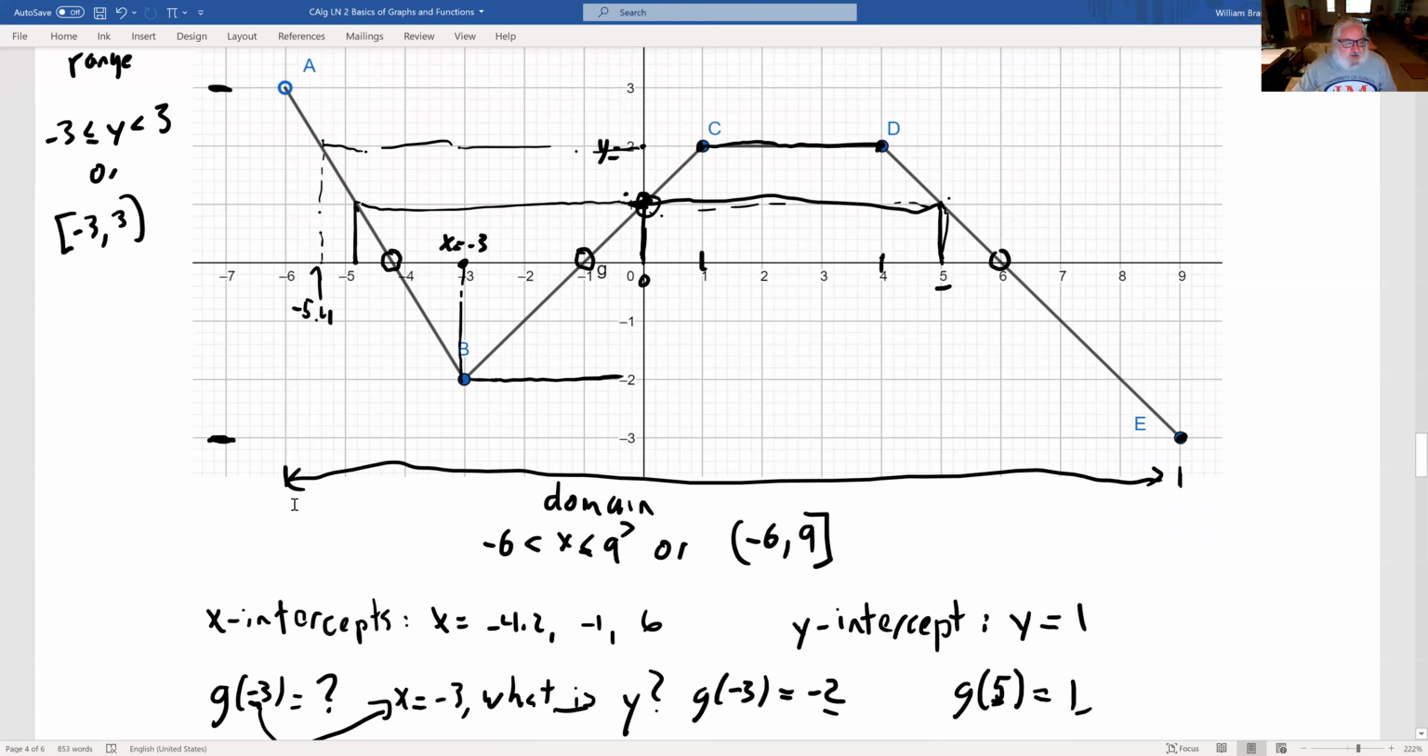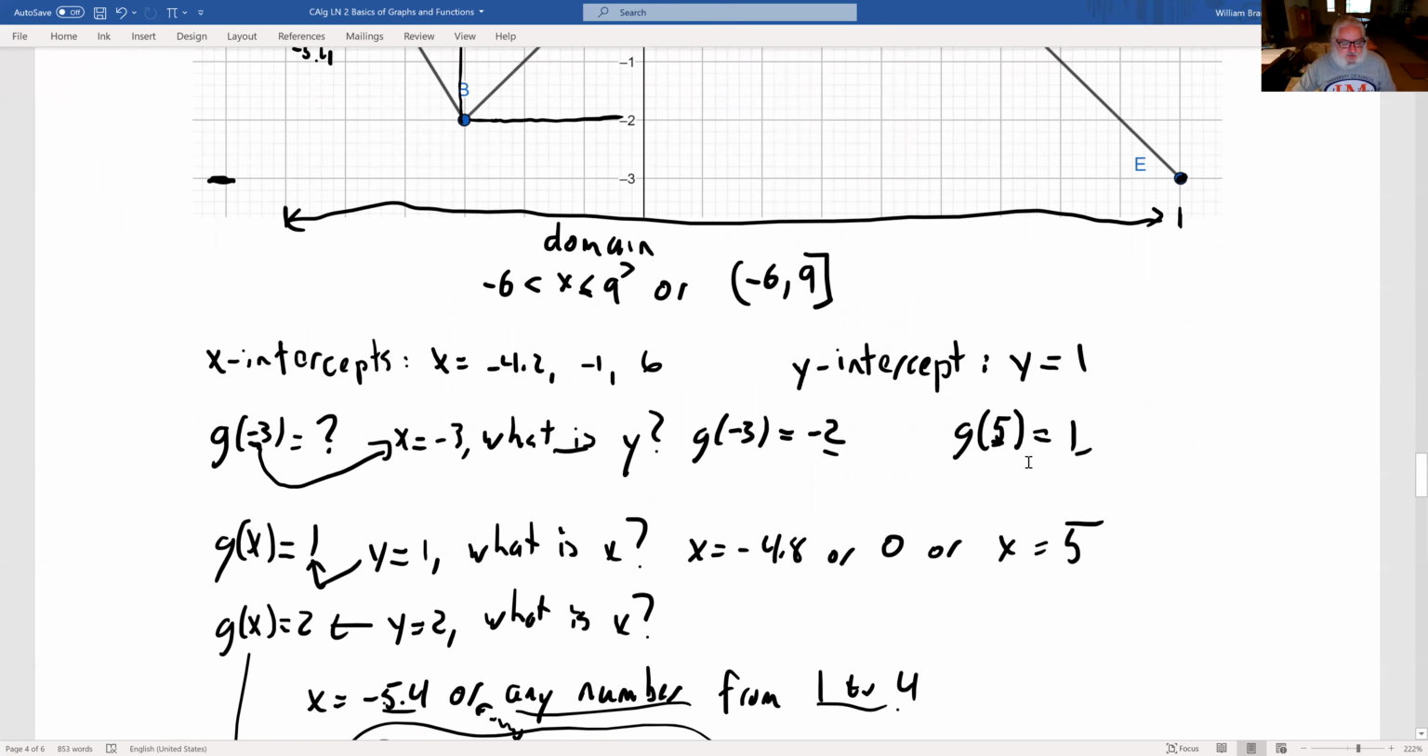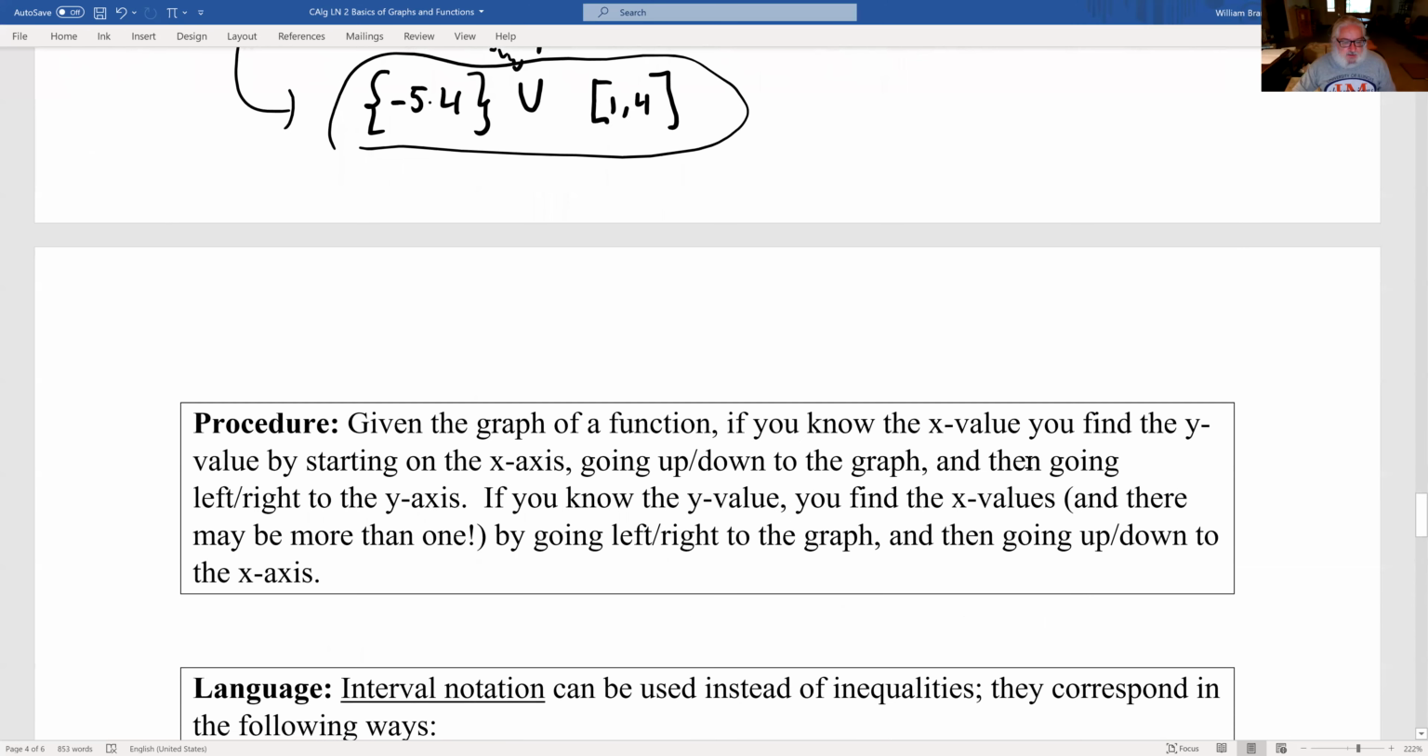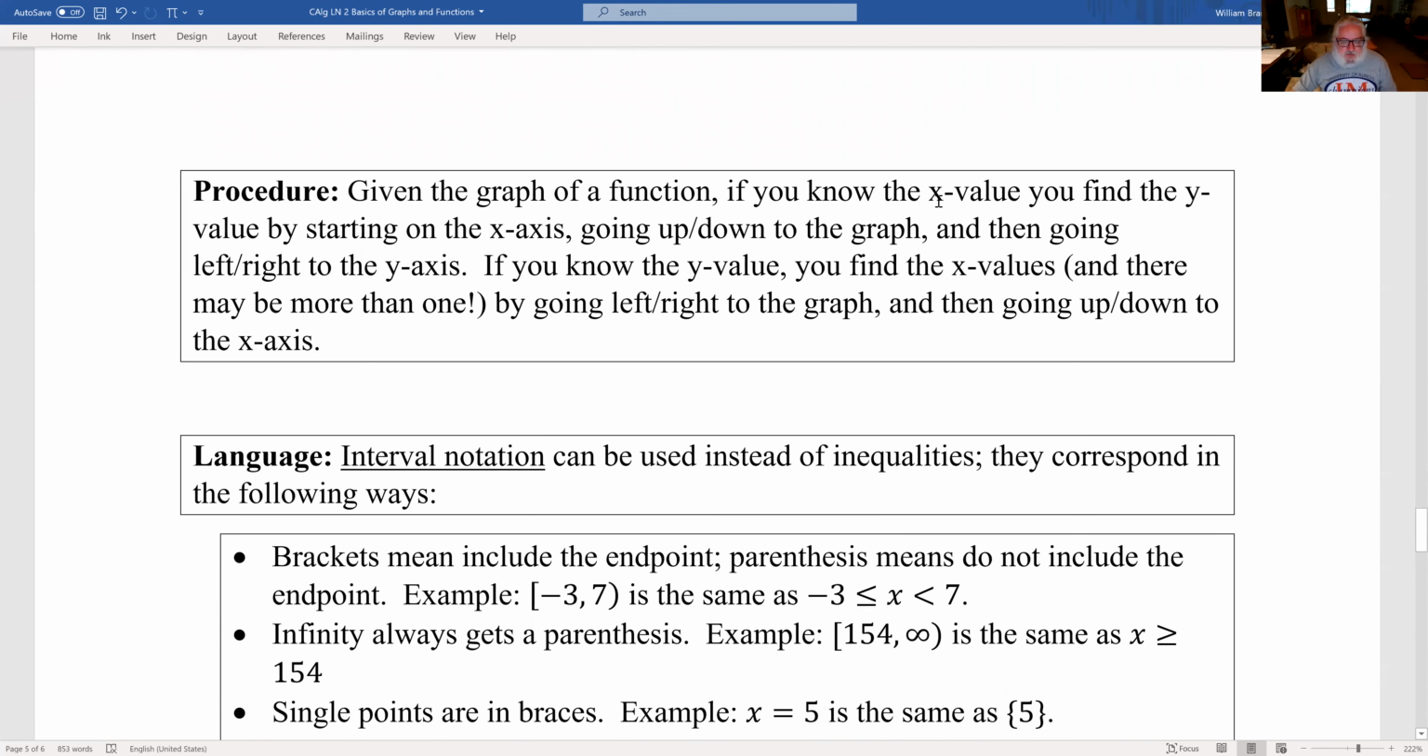So domain is left to right, range is up and down. If you know an x, you can find a y by starting at an x value and going up to the y-axis. If you know the y value and you want to know the x's, go left and right till you hit the graph and then go down. That'll tell you the x-axis. So there's the procedure for that. If you know the x value, how do you find the y value? If you know the y value, you can find the x values, and there might be more than one x value, by going left, right to the graph and going up, down to the x-axis.